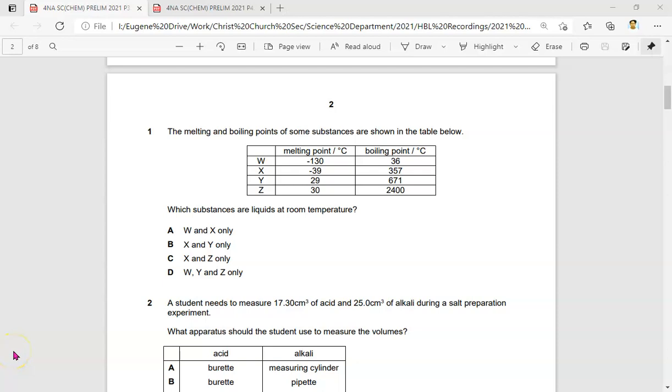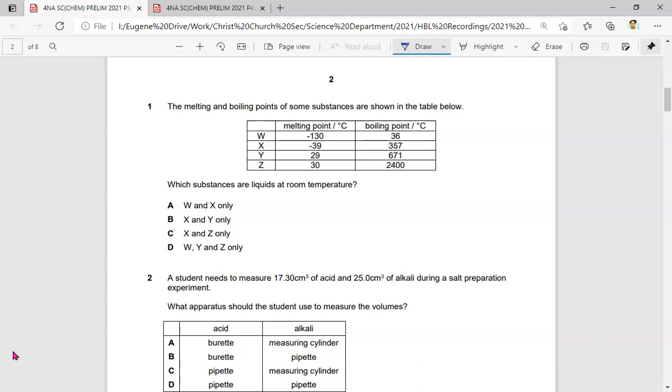Okay, let's go through the 4NA 2021 CHR Sci Chem Prelim paper. So let's go through the answers for the MCQ first, paper 3. Okay, so let's start. The melting and boiling point of some substances are shown below in the table.